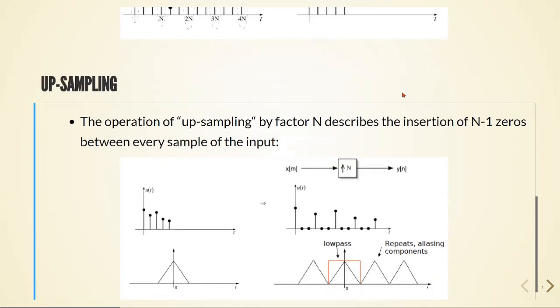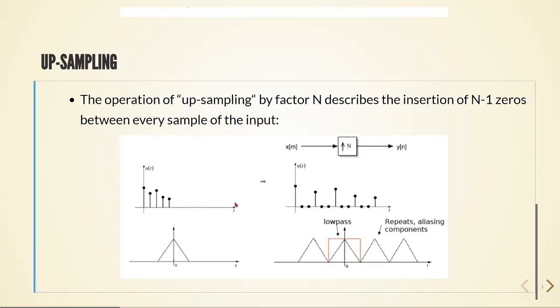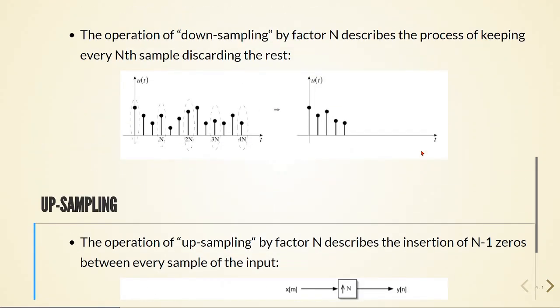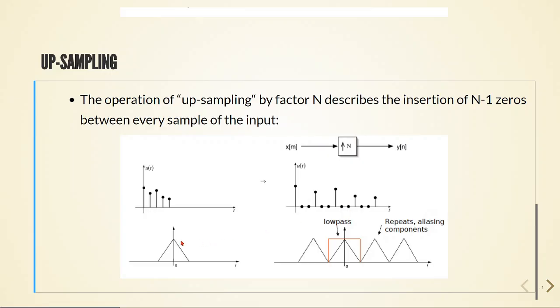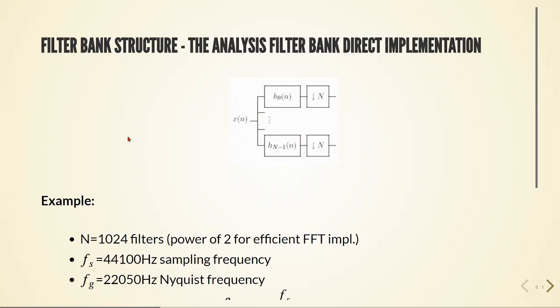sample of the input. So if we now had this as our input and we upsample by a factor of 2, for example, we will insert 2 zeros between every sample. And in frequency, we see that we had this, but after upsampling there will be aliasing components, and the spectrum will repeat itself, and then we need to use a low-pass filter, for example, to fish back the original desired frequency we want.